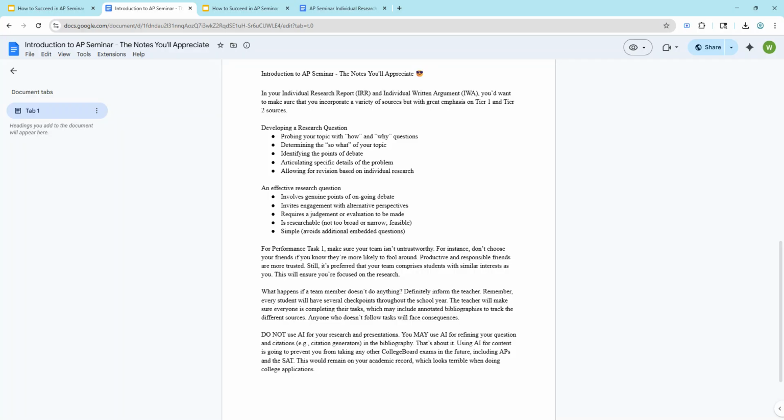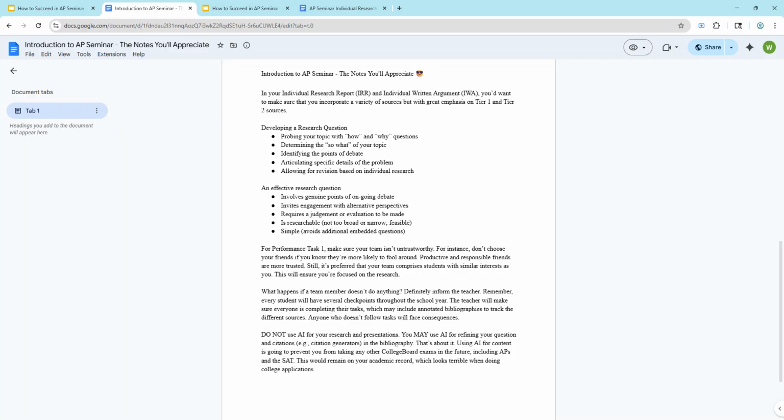So, a student in my class asked, "What happens if a team member doesn't do anything?" I said, "Definitely inform the teacher. Remember, every student will have several checkpoints throughout the school year because this is required by College Board. The teacher will make sure everyone is completing their tasks, which may include annotated bibliographies to track the different sources. Anyone who doesn't follow tasks will face consequences."